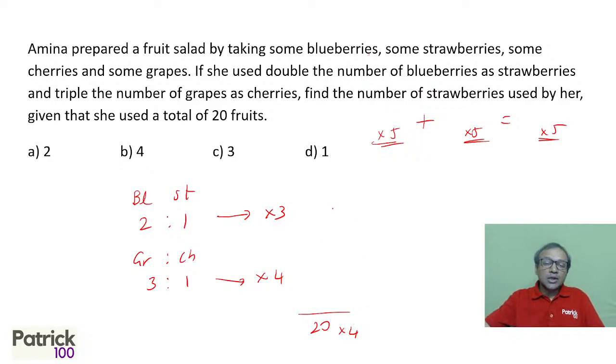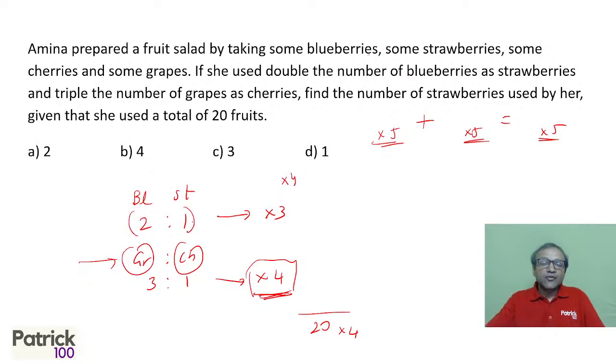So which is possible? I know the second number is definitely a multiple of 4. Second case, the total number of fruits of grapes plus cherries is a multiple of 4. So total can be a multiple of 4 only if the first also is a multiple of 4. And for first to be a multiple of 4, multiply this by 4. So you will get 12 fruits. 4 threes are 12 fruits.